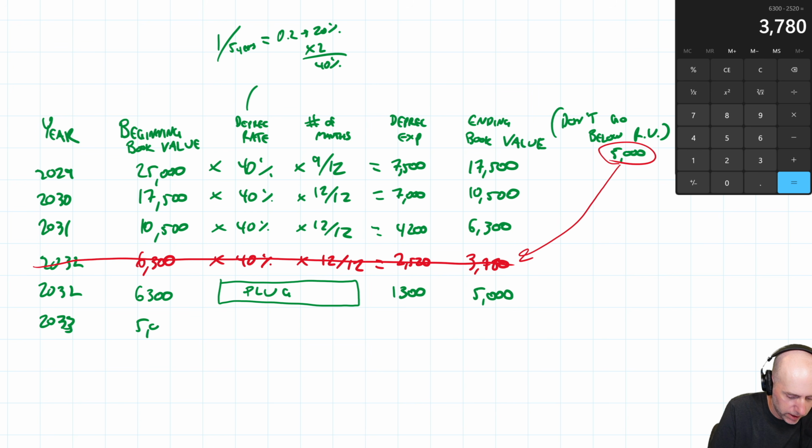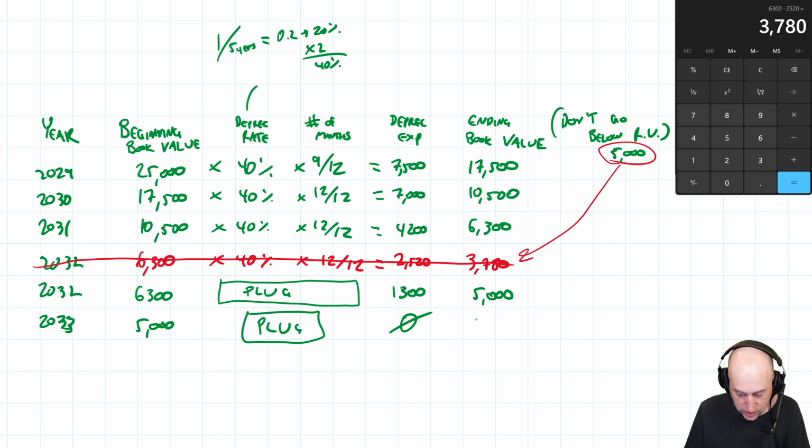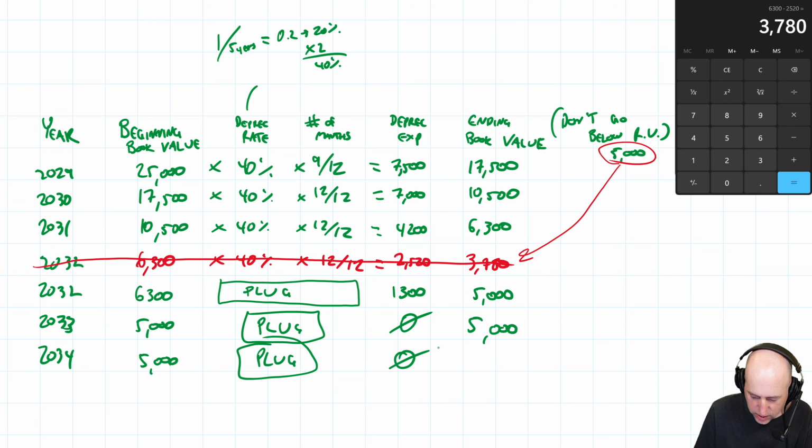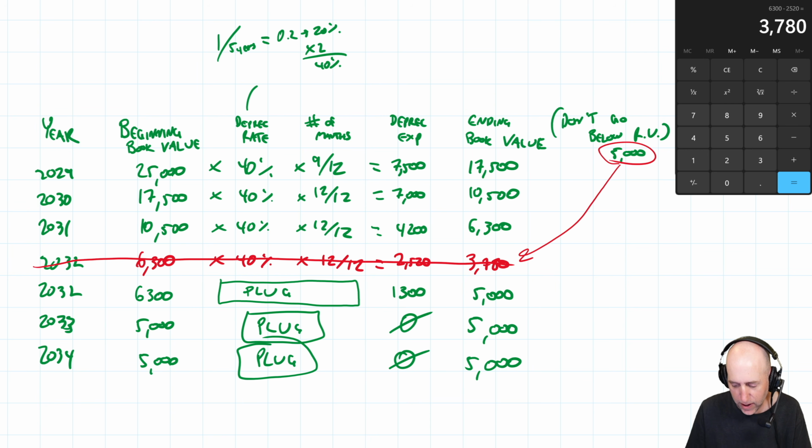So I start with a $5,000 asset. Again, I cannot put in percentages here. My plug is 0. I end at 5,000. 2034, I start at 5,000. My plug is once again 0. I end at 5,000. That's it.